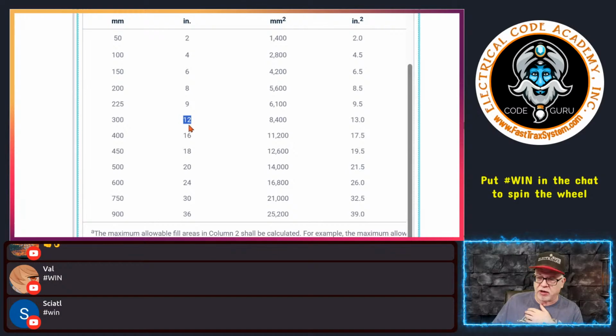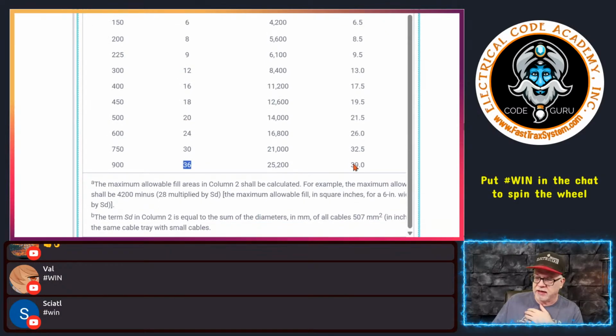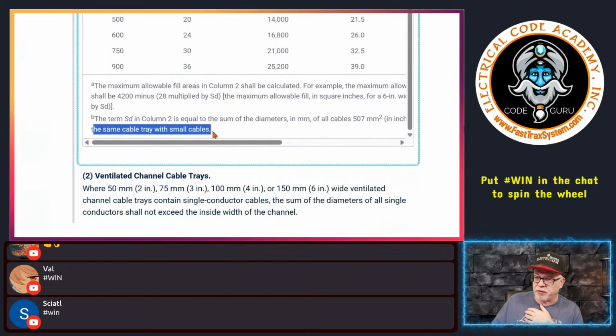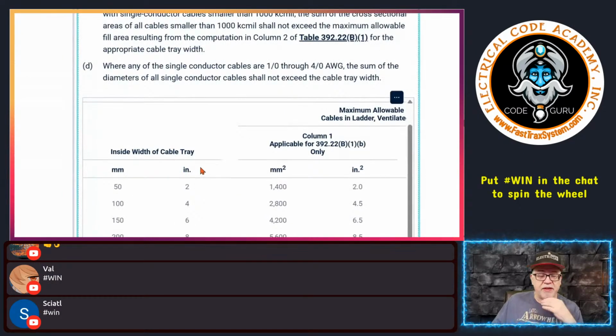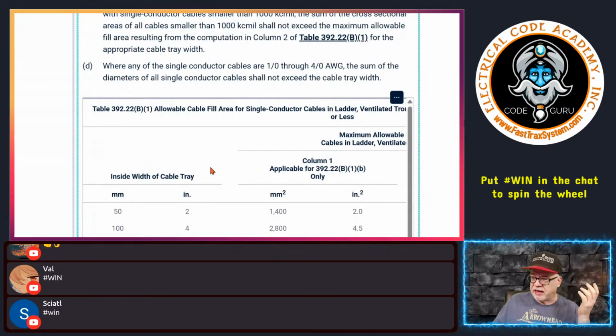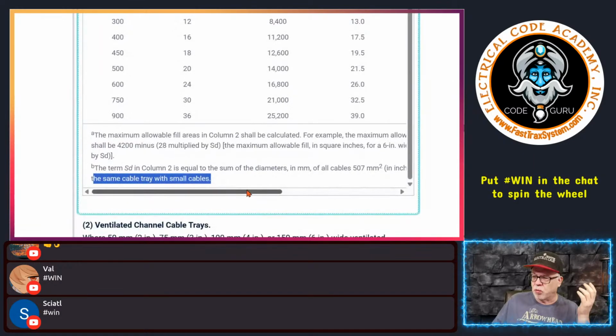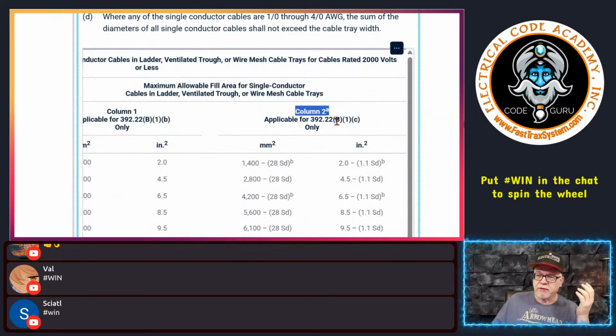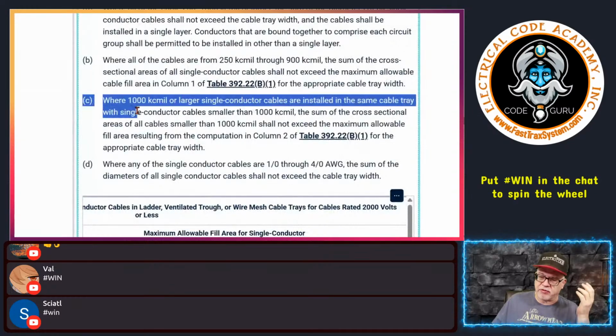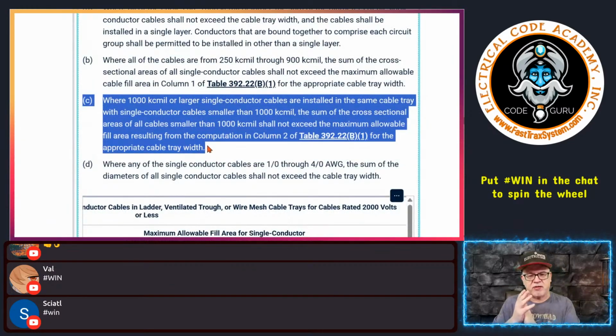It's that simple. It goes all the way down to 36, okay? And you have some additional examples down here that we would look at. And by the way, this is the exact table that we used yesterday. The only difference is that we're using column 2 for our example right here from yesterday, where we have 2 different sizes in the same tray.